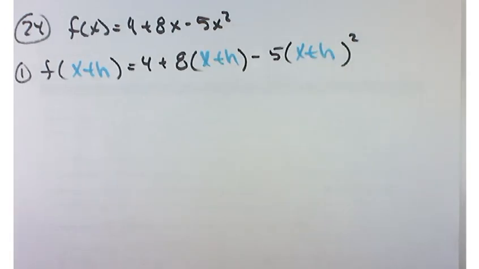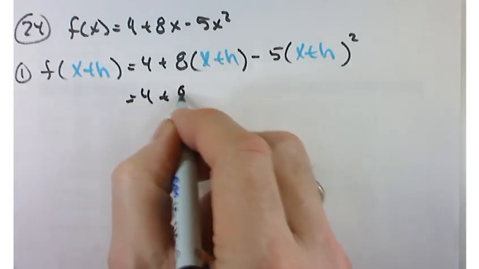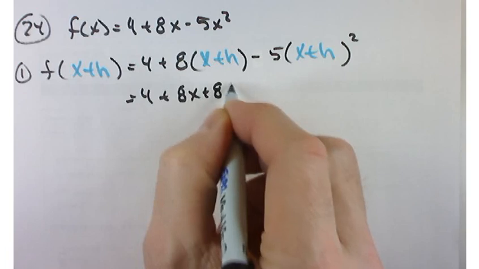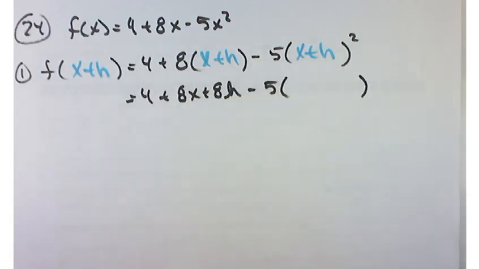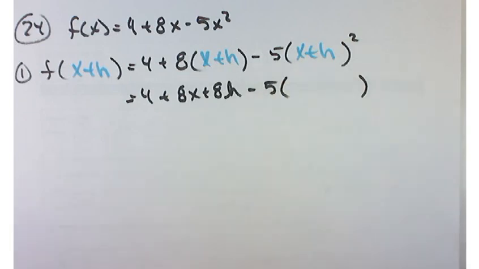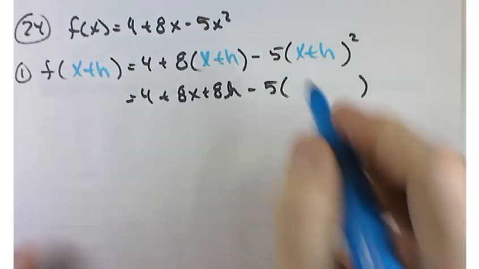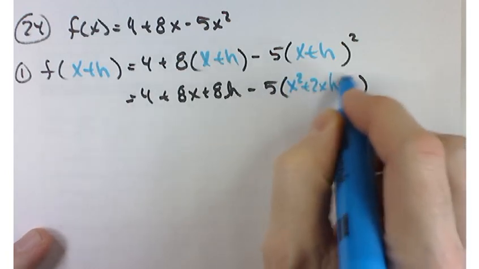We got a lot of simplification ahead of us. It's going to be 4 plus 8x plus 8h. Can we do this part in our heads? What do I get when I square out x plus h? Perfect. x squared plus 2xh plus h squared.